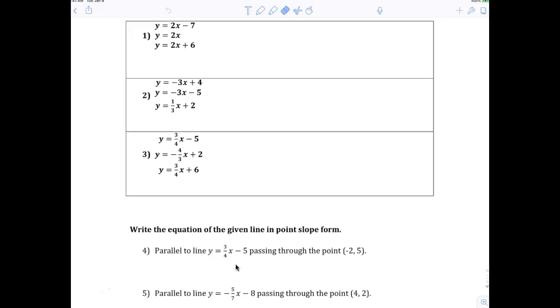Now, that's something you must know. That's always on every exam that you'll ever have from now on. They always talk about parallel and perpendicular lines. On all standardized tests, SAT, ACT, they always talk about parallel lines and perpendicular lines.